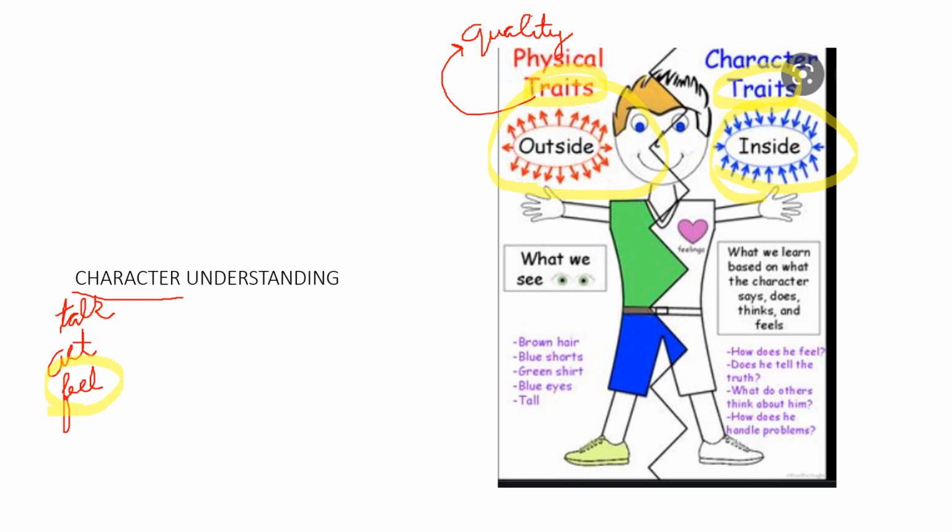How am I feeling? I might look like a lady who has a fair complexion. She is shorter in height, so you can describe me in this manner. But when I talk about my inner traits, that means how am I at heart? I'm strict, I'm firm, things like that. What you see with your eyes, you will use in the physical trait. And what we learn based on what the character says, does, thinks, and feels is called a character trait. Okay, so we know the difference between the physical traits and the character traits.